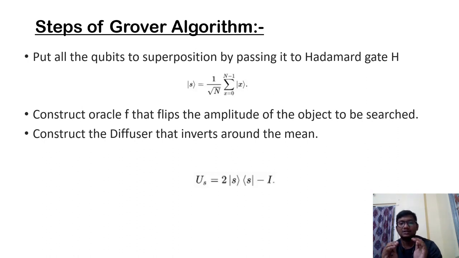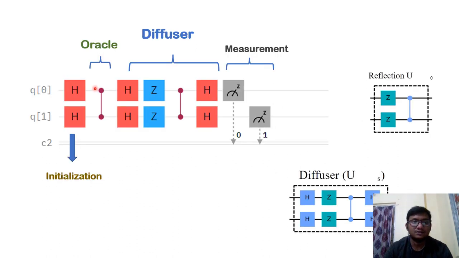And inside the oracle, there are two or three things that we have to keep in mind. So this is the oracle. Here the oracle starts. Before this is the initialization, where we are putting everything into the superposition state. Hadamard turns everything into superposition state. So inside the oracle, what are the things? There is a reflection operator and there is a diffusion operator. This is the unitary matrix. Everything is a unitary operator. So this is the reflection operator and this is the diffusion operator. We call it a diffuser.